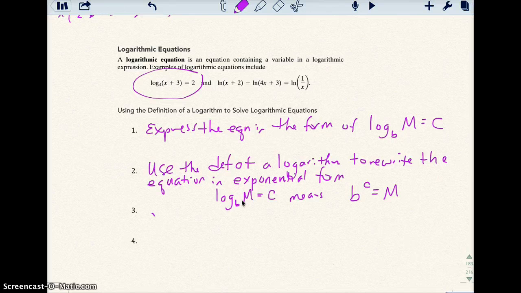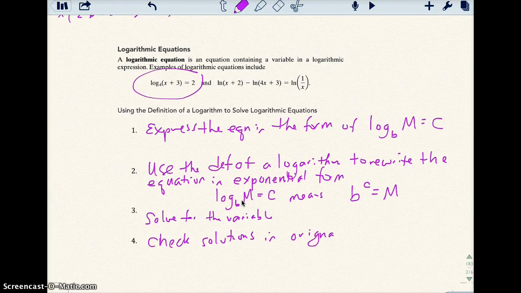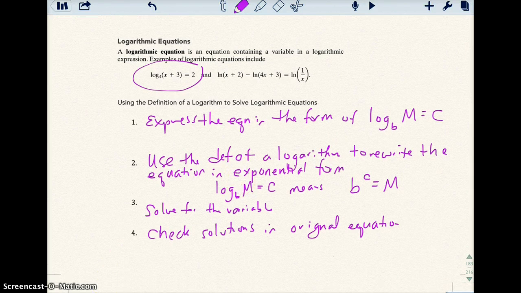Then we're going to solve for the variable. And then you're going to check the solution in the original equation. Okay, so we're going to check the solution in the original equation. This is very important. It's not really optional.